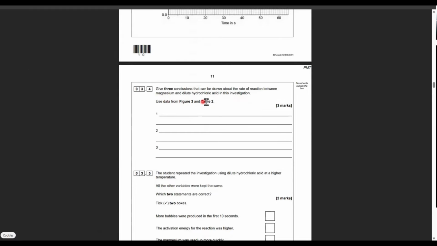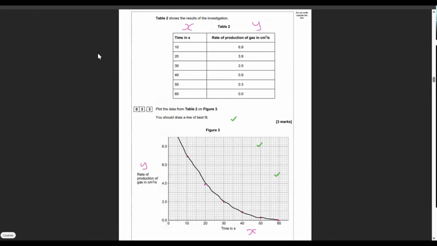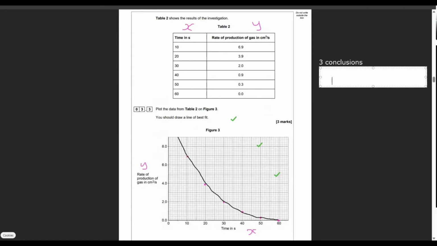Give 3 conclusions that can be drawn about the rate of reaction between magnesium and dilute hydrochloric acid from this investigation. Use the graph and the table. So let's put my line back on. What 3 conclusions can we make about the results? And they've asked you to use the table. So what 3 things can you say from the table? Well, as the time goes up, what happens to the rate? We can see as time increases from 10 to 60 seconds, the rate decreases from 6.9 to 0.